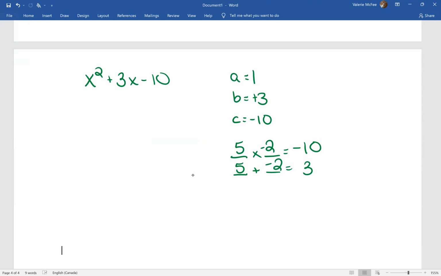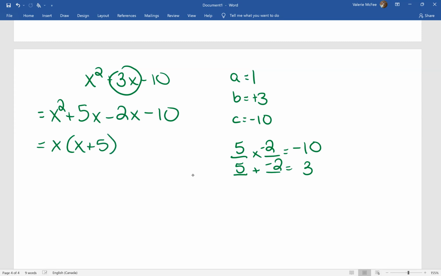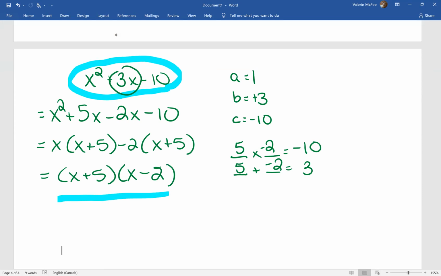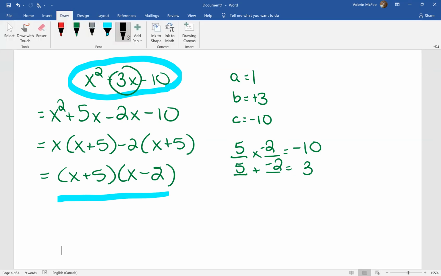And the 2 must be negative. So we have x squared plus 5x minus 2x. Remember, that was replacing our middle term, minus 10. X is common. Negative 2 is common. So this part factors to x plus 5 times x minus 2. So remember, I've just factored this: x plus 5 times x minus 2.